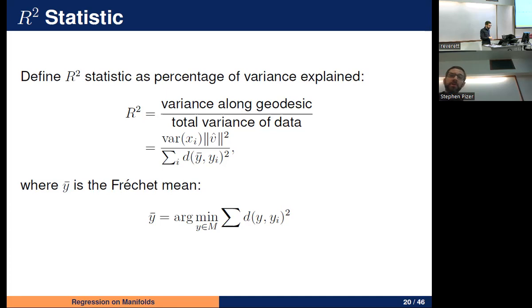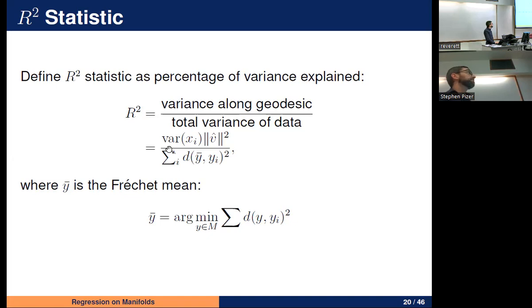And what do we mean by variance? We mean the average squared distance from the mean. The denominator is: if I didn't have a line, how much variance would be in my Y data. And the top is how much variance is due to the geodesic. So the denominator is what we would call the variance of my data, or the Fréchet variance, the variance from the Fréchet mean.